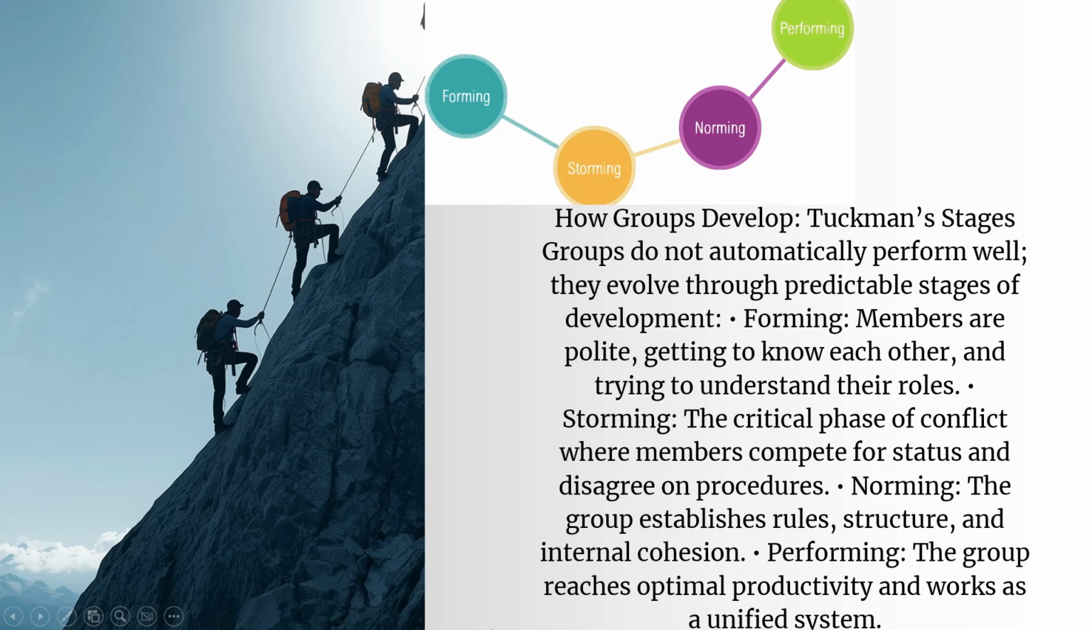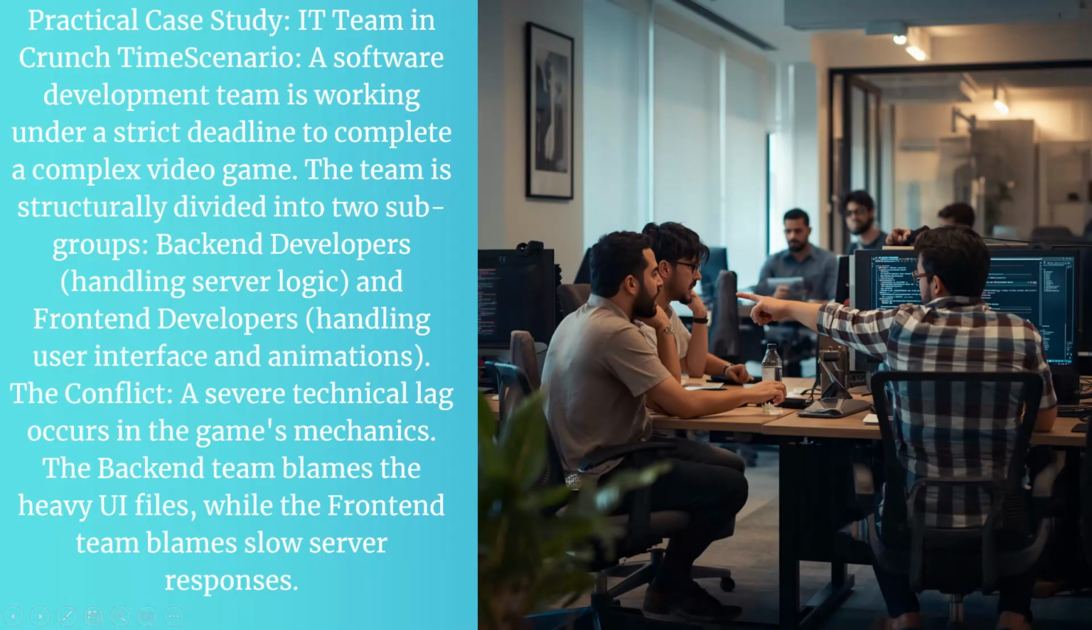Groups don't start performing at a high level immediately. They evolve through predictable stages known as the Tuckman stages. Forming: members are polite and try to understand their roles. Storming: this is the critical phase where conflict arises as members compete for status. Norming: the group finally establishes rules and internal cohesion. Performing: only after these stages does the group reach optimal productivity as a unified system.